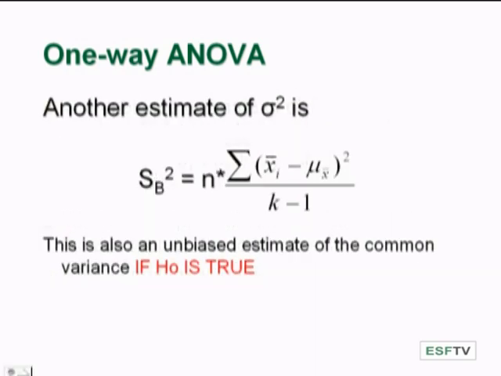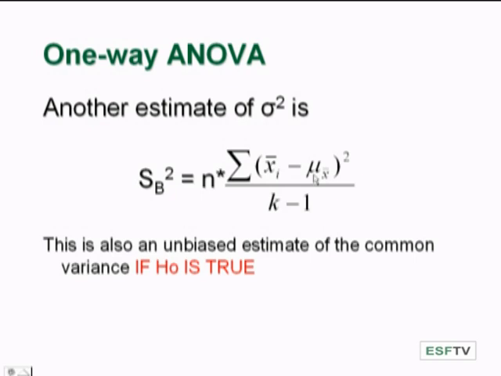Another estimate of sigma squared that we're going to use is the between variance, the S squared B. This is also an unbiased estimate of the common variance, but only if the null hypothesis is true. It estimates the common variance by looking at each sample mean away from the grand mean.